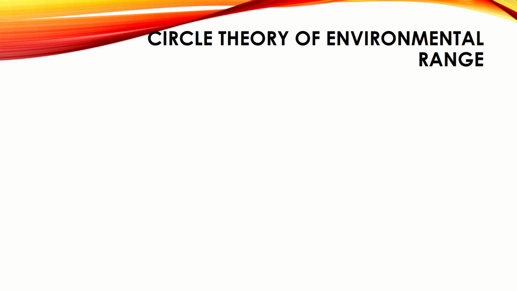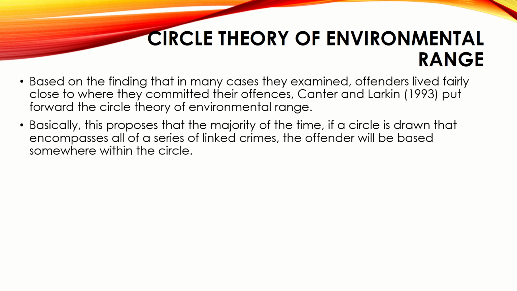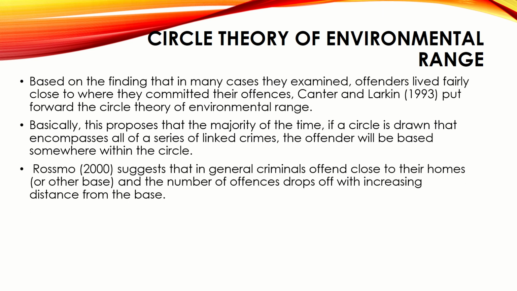So like I've mentioned, circle theory of environmental range is based on the finding that in many cases, offenders live fairly close to where they committed their offences. Canter and Larkin put forward the circle theory of environmental range. He also put forward bottom-up theory, which we'll go through in a minute, of how you conduct offender profiling. Basically, this proposes that the majority of the time, if a circle is drawn that encompasses all the crimes, the offender will live in that particular area.